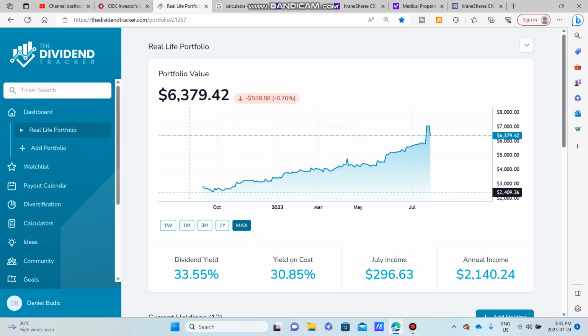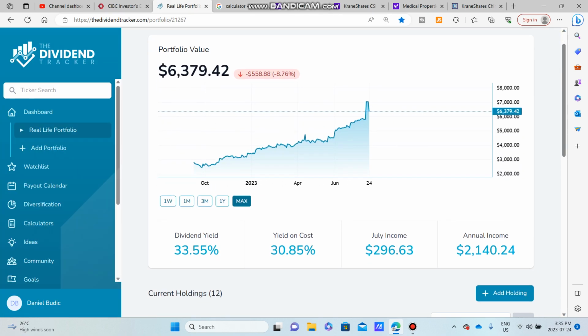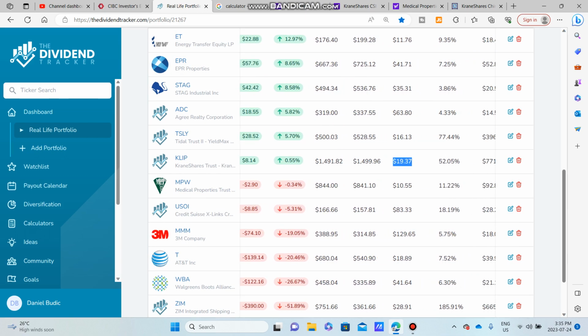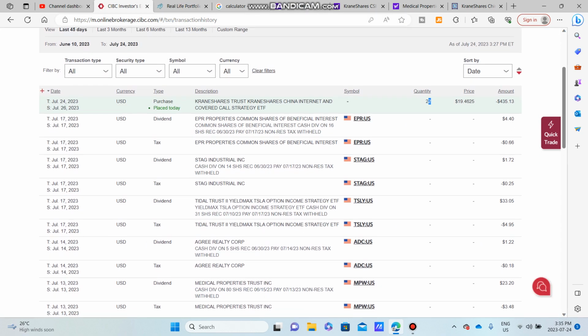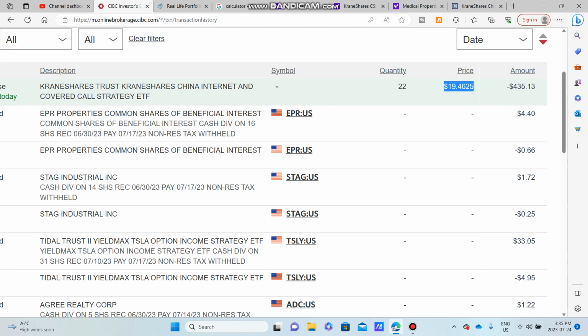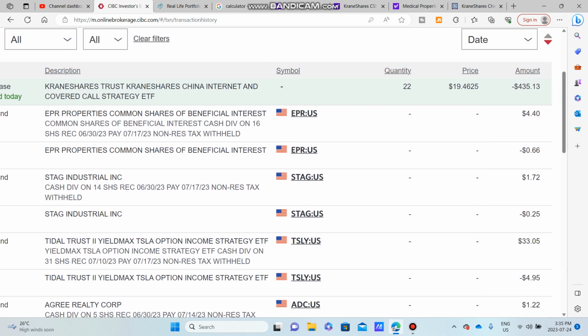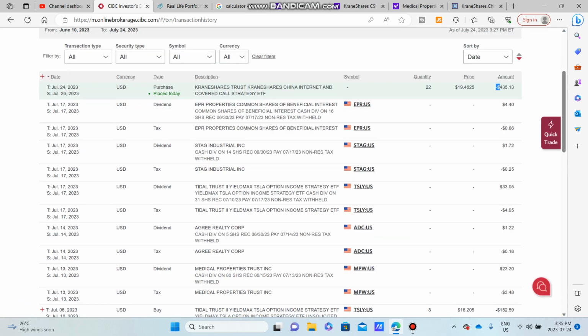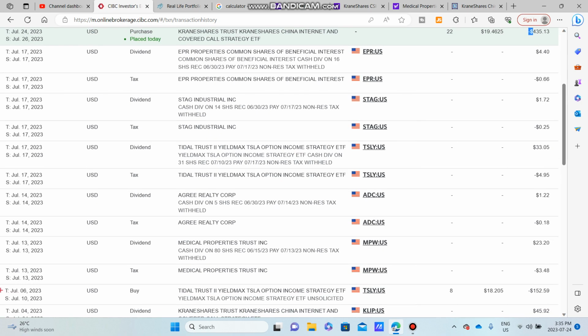Now, before I had 55 shares of KLIP. Today I have 77 shares of KLIP at an average share price of $19.37. So today I actually purchased 22 shares of KLIP at an average share price here of $19.46 for a total of $435 American. But the thing is here, I used a lot of dividends.